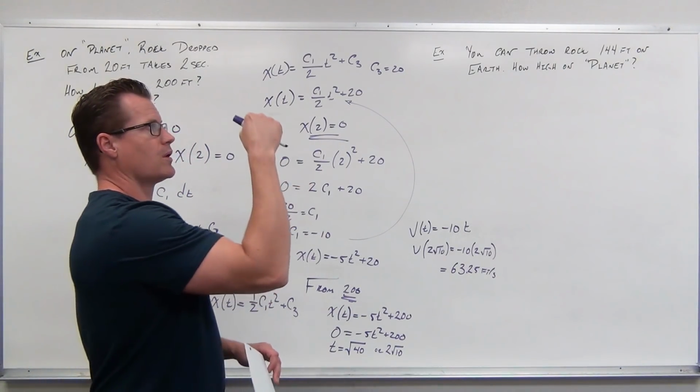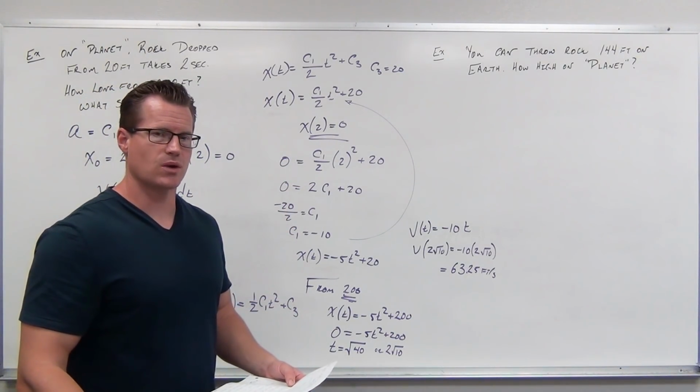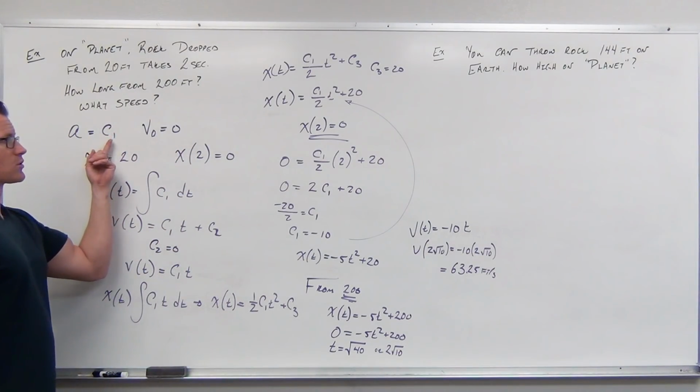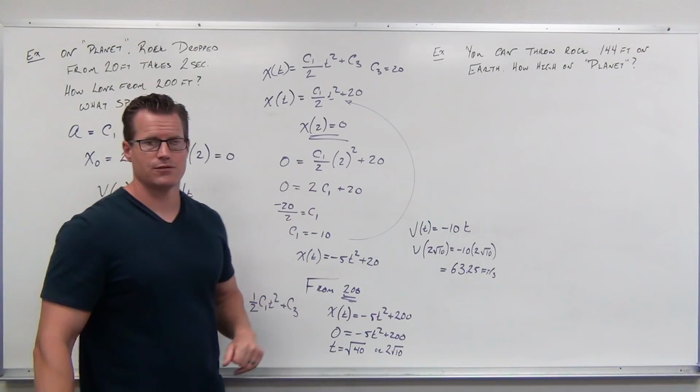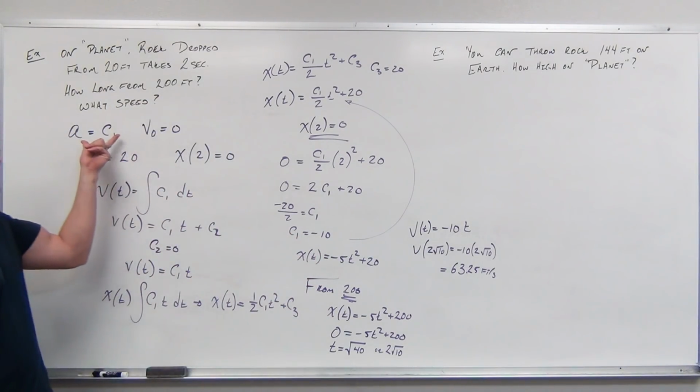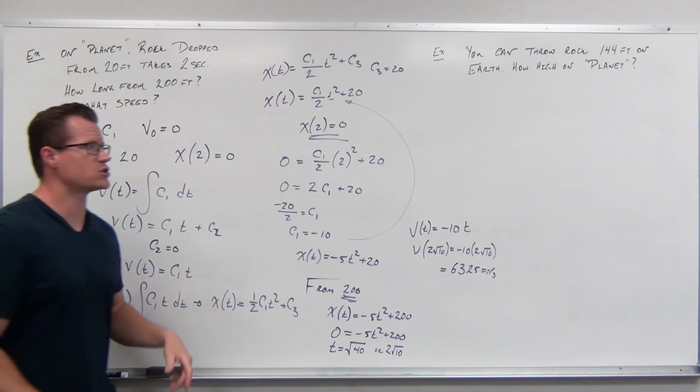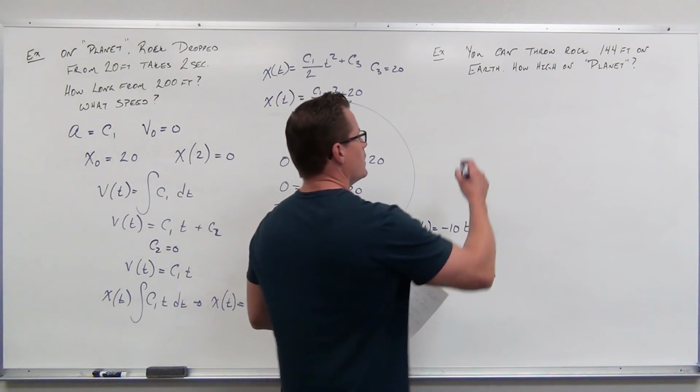How high could you throw it on this planet? This obviously has less gravity because our gravity is negative 32 feet per second squared. This is negative 10 feet per second squared. That's what that C1 was. Remember where it came from. That's our acceleration here. So let's write that down.